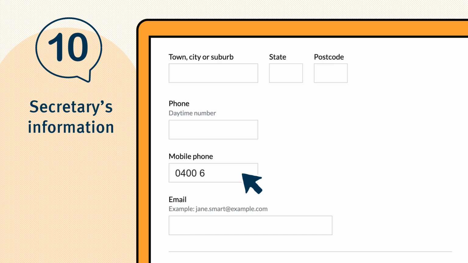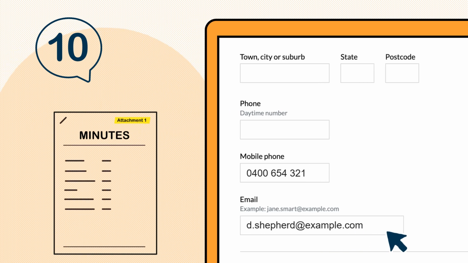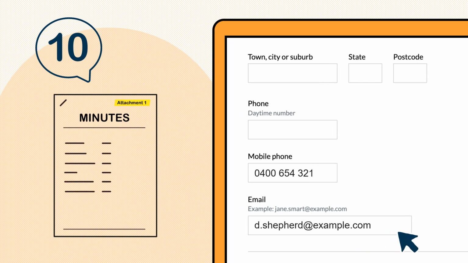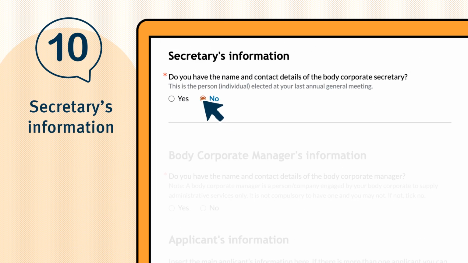Next, insert the body corporate secretary's name, address, phone number, and email. We need this information to communicate with the body corporate throughout the process. You can find the secretary's details on the most recent general meeting minutes, or you can check with your body corporate manager if you have one. If your scheme doesn't have a secretary, select No.